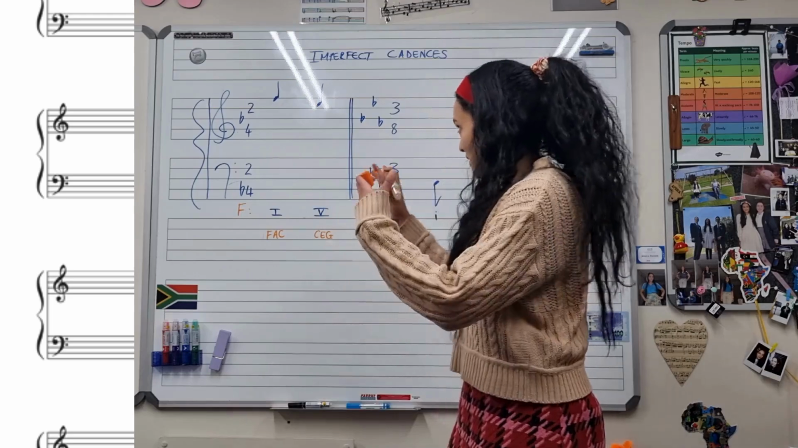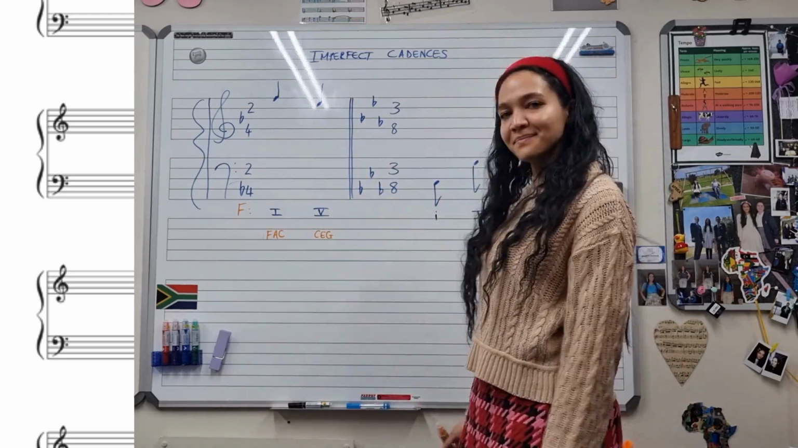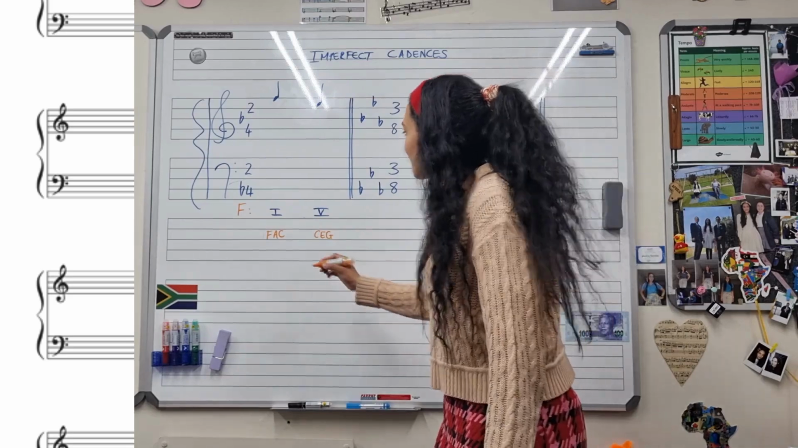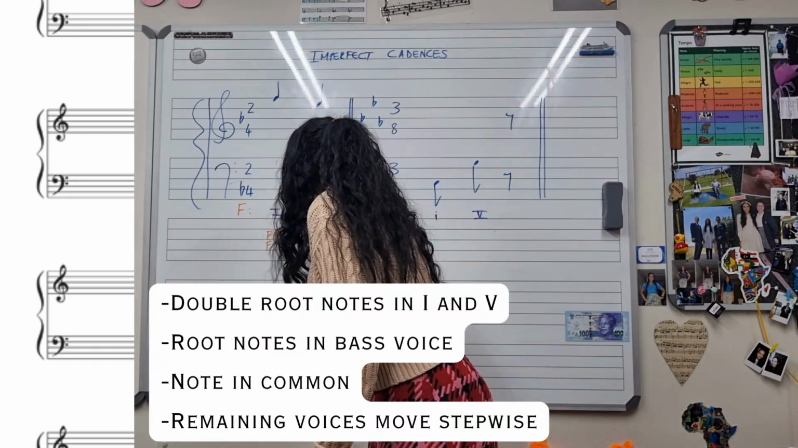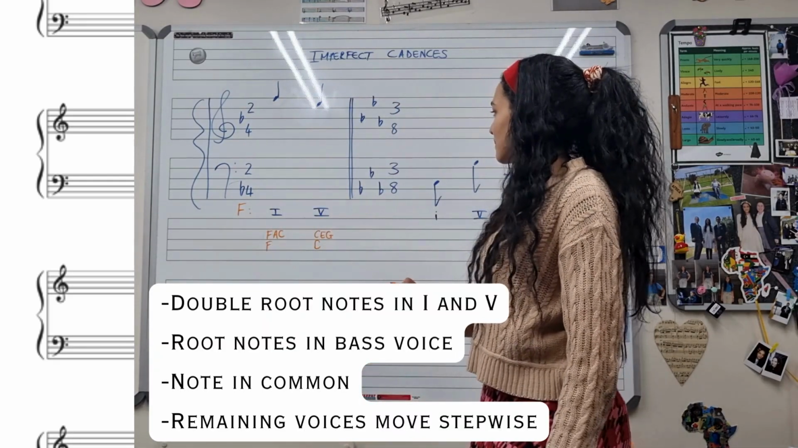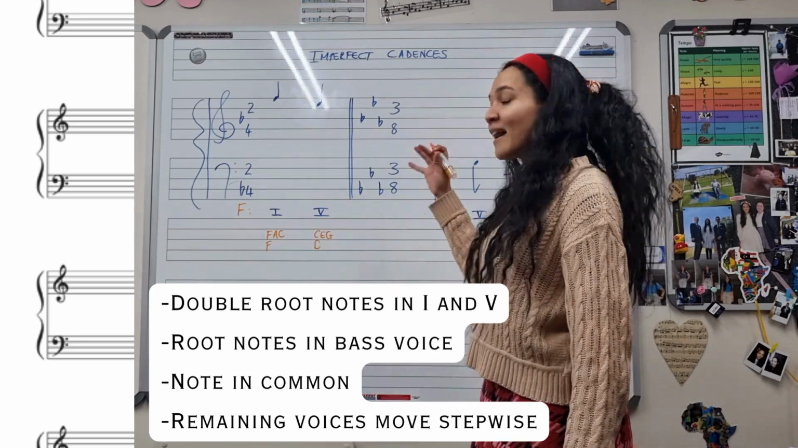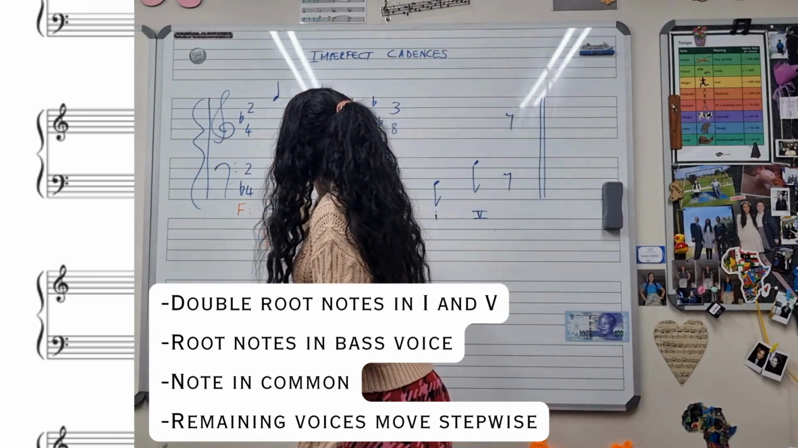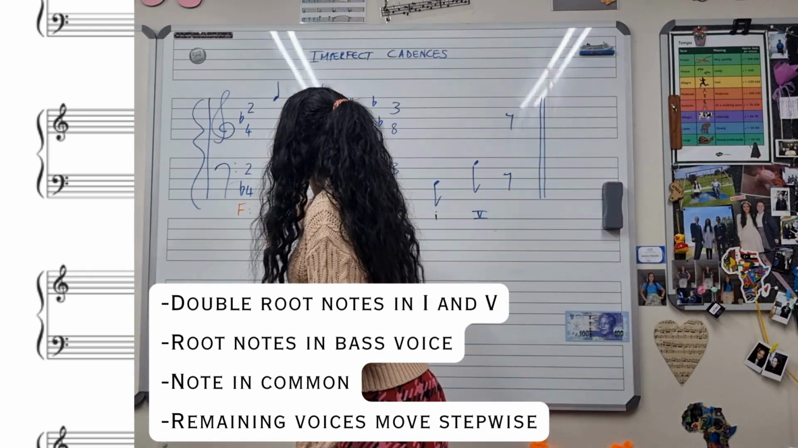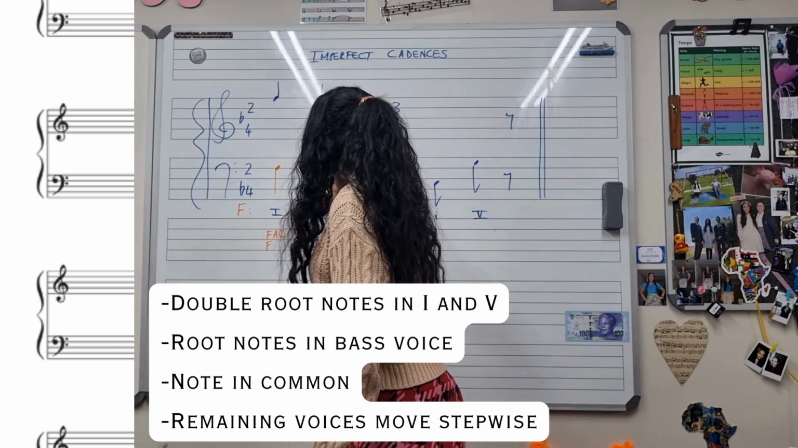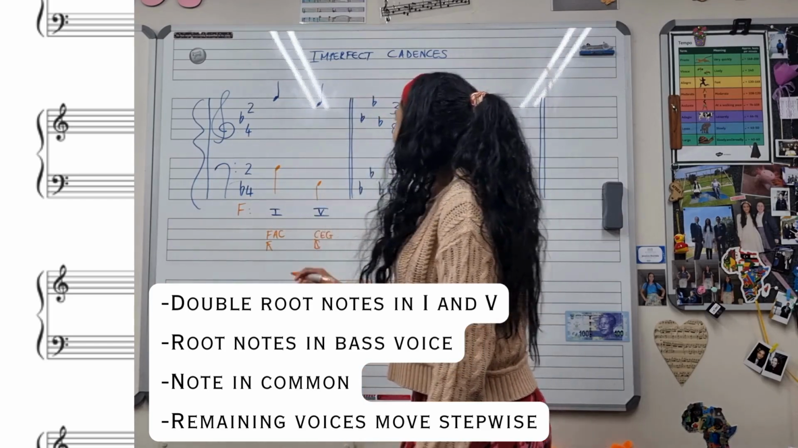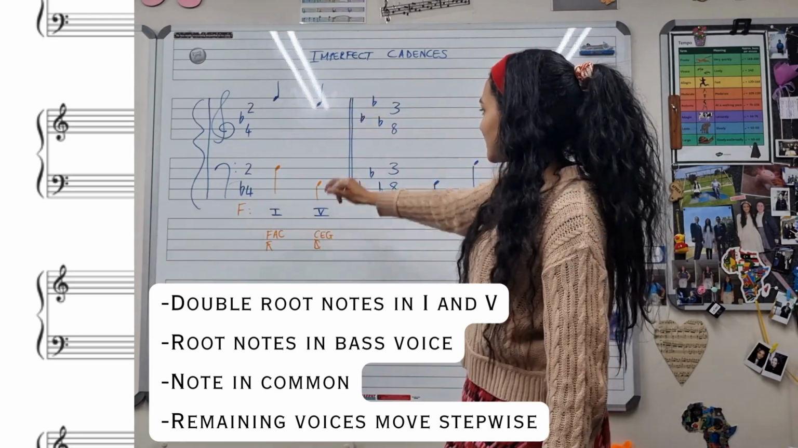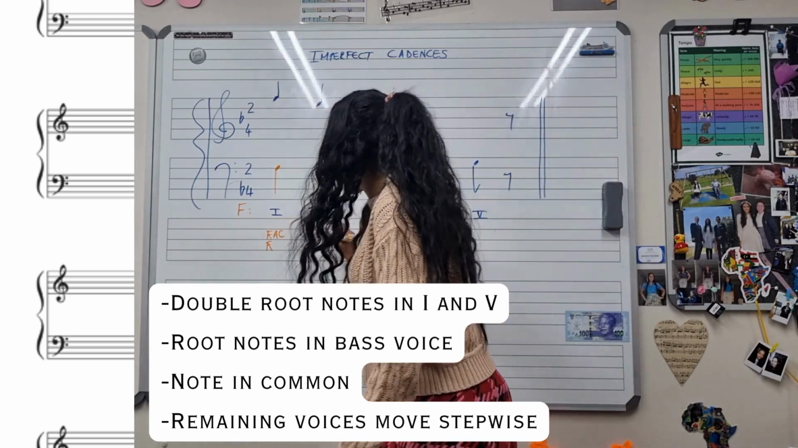My rules surrounding imperfect cadences: same as with perfect, I have to double the root note in each of my chords. So I'm doubling the F there, doubling the C there. I have to put my root note in the bass voice, of course. So I'm going to have an F and I'm going to have a C. Then I already have an F and an E given to me in the soprano, so that can go away.